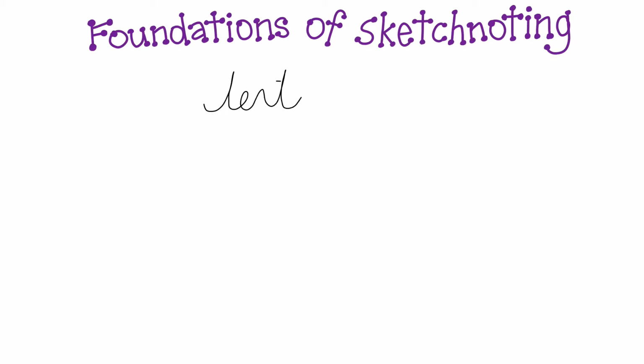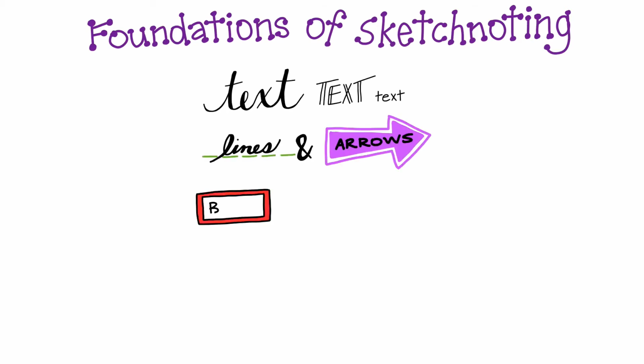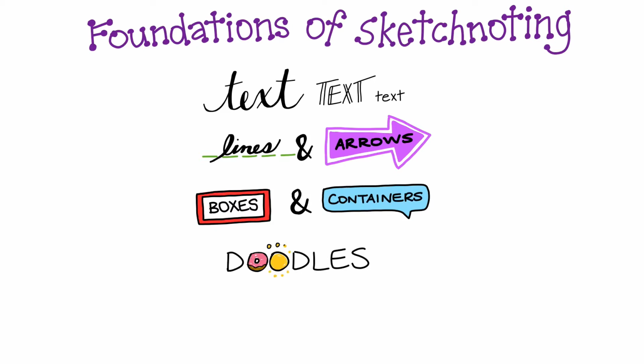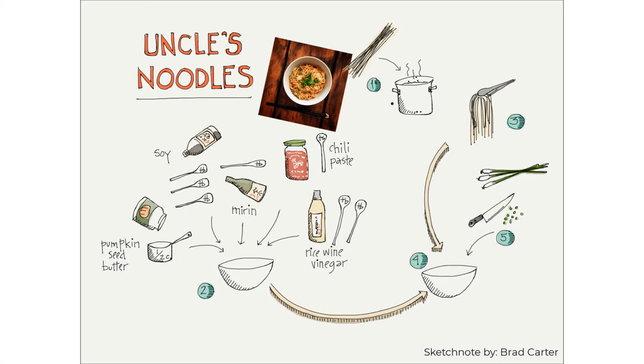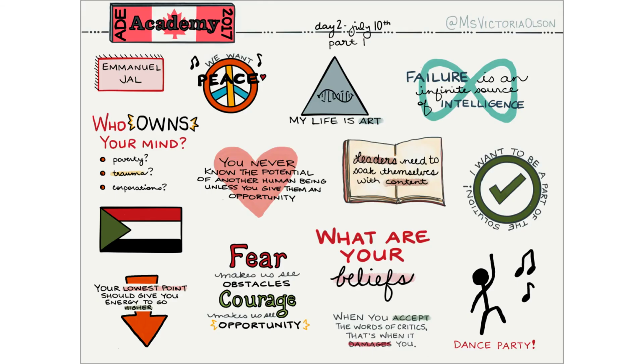There are 5 basic foundational pieces to sketchnoting that every beginner can play with before they create a sketchnote: fonts and lettering, lines and arrows, boxes and containers, doodles, and the way we lay out a sketch. You can find these 5 elements in almost any sketchnote. So let's get into some quick tutorials for these 5 foundational parts of sketchnoting, starting with text.